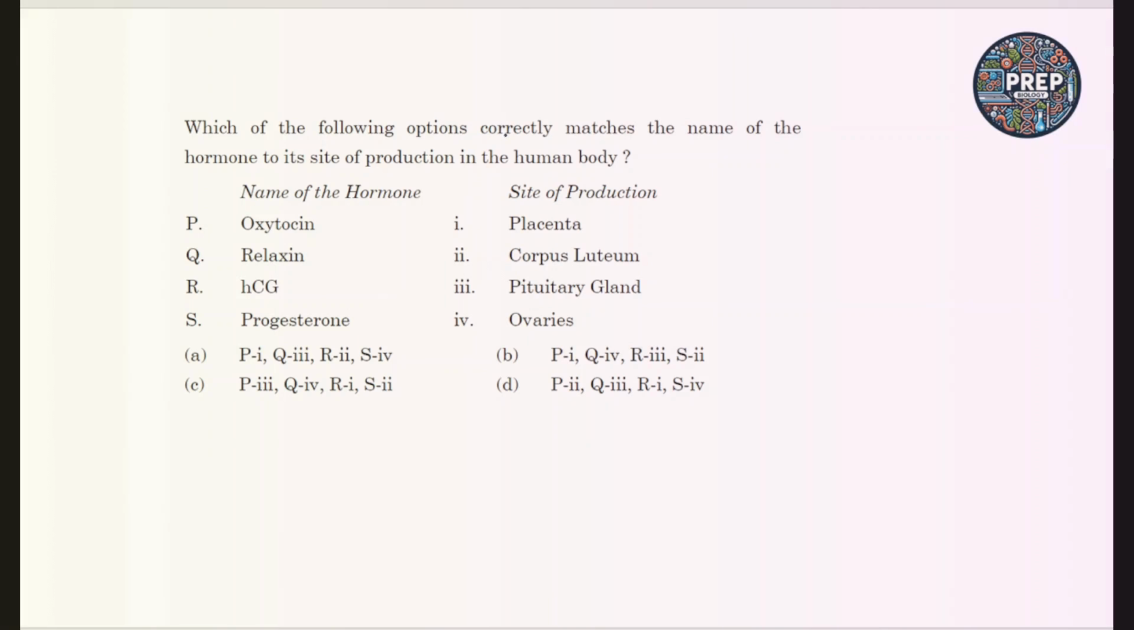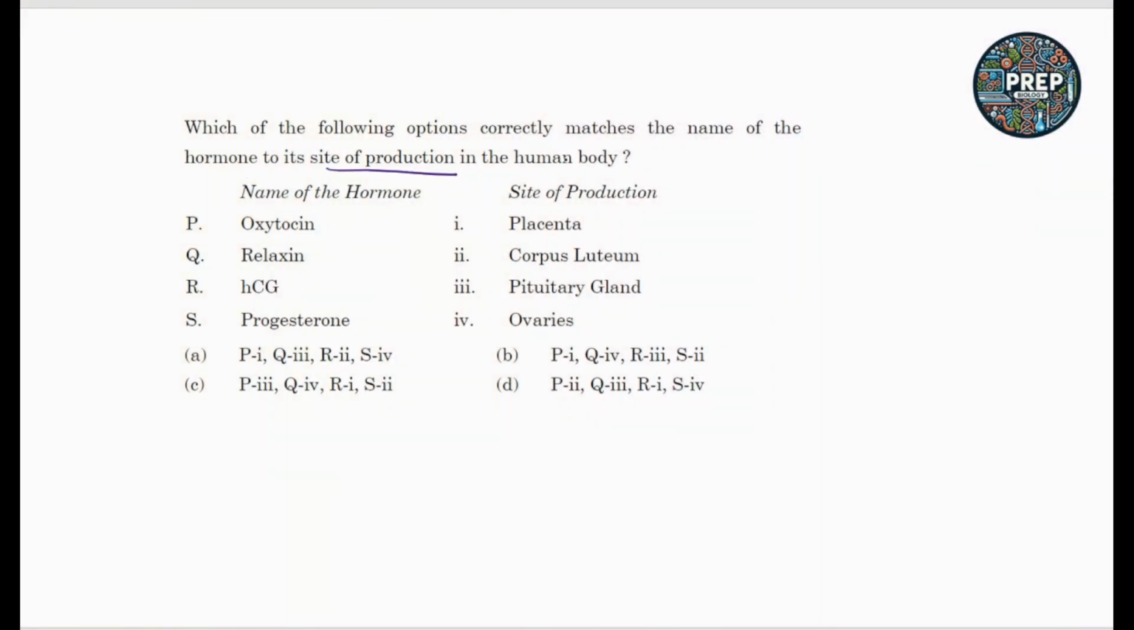Okay, so the next question is, which of the following options correctly matches the name of the hormone to its site of production in the human body? So you have given the names of the hormones in this sequence, and in this sequence you have given the site of production. So you all have to match the columns. Okay, so we have oxytocin. Oxytocin is produced by the pituitary gland.